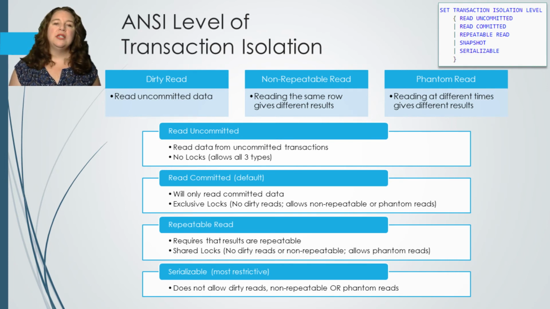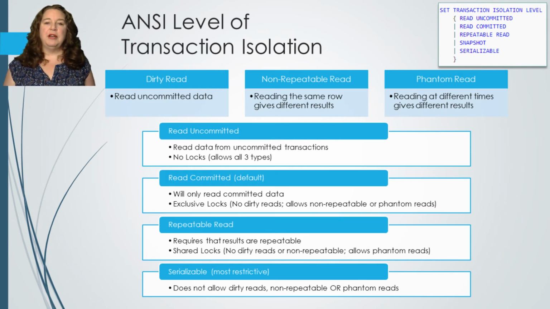There are 4 different transaction isolation levels that you can pick from. The first is being able to read anything you want. Read all of the data that's dirty, all of the non-repeatable, and all of the phantom reads. There are no locks. It's all good. You can read uncommitted data. You can have non-repeatables. All different types are allowed.